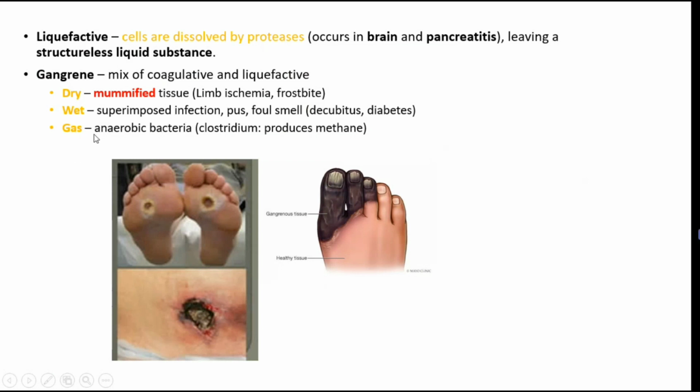Last is gas gangrene due to anaerobic bacteria, most commonly Clostridium perfringens. It is a gas-producing bacteria, and it is a very bad situation. It is a life-threatening infection, basically. This is the picture of a decubitus or a wet gangrene, and this is a picture of the wet gangrene on the foot of a diabetic patient.